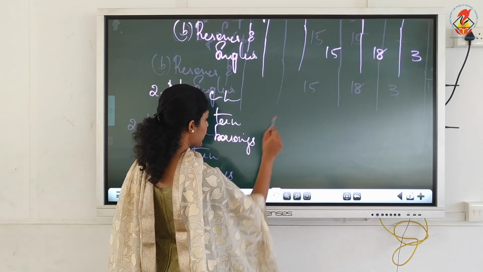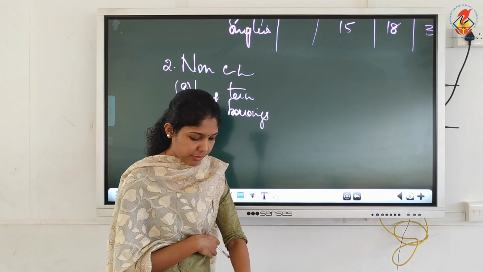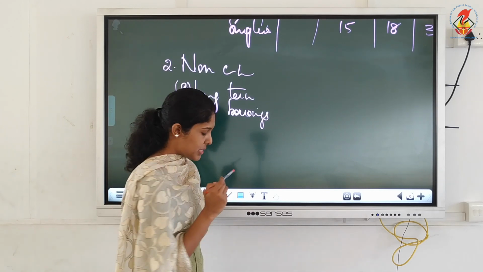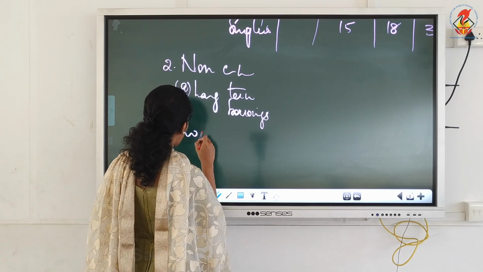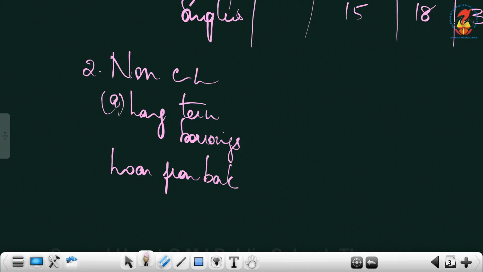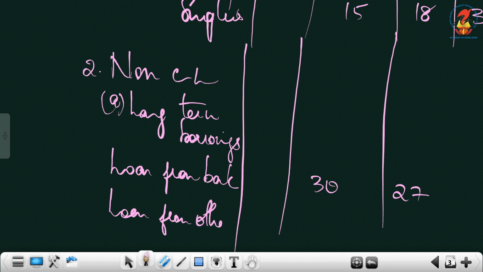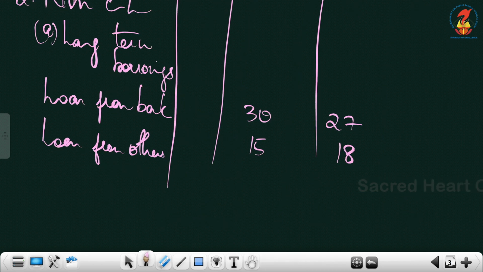So against long term borrowings the figures are given like 45 each for 2 years, but don't directly write that 45, we will write the split here. So in a column you write loan from bank. What is previous year's figure? Previous year figure is 30, then the current year is 27. Then we have loan from others. Previous year figure is 15 and the current year is 18. Now we will compute the absolute change and percentage change.